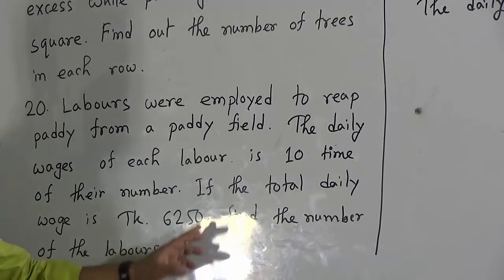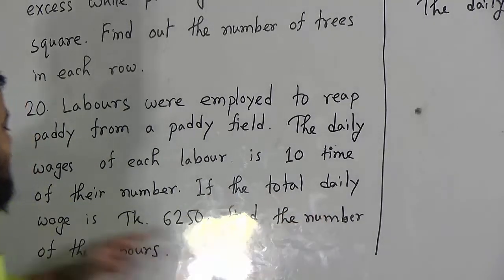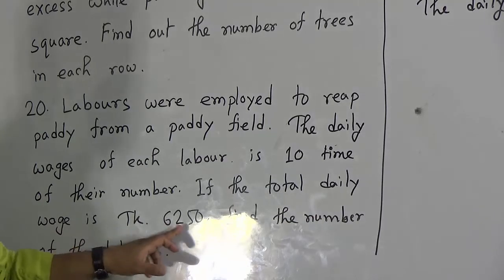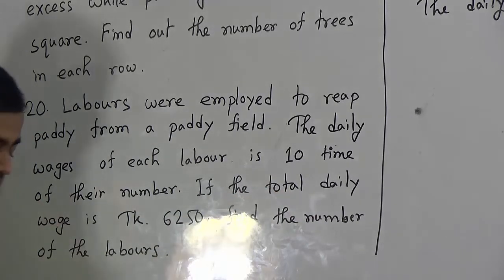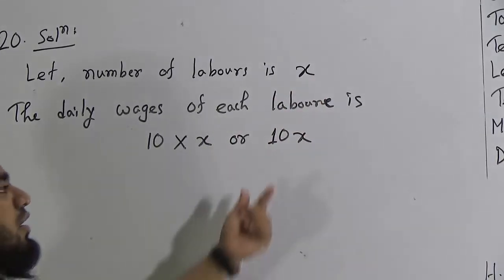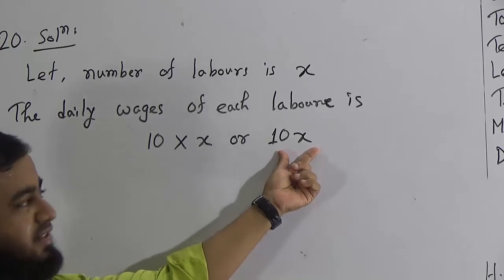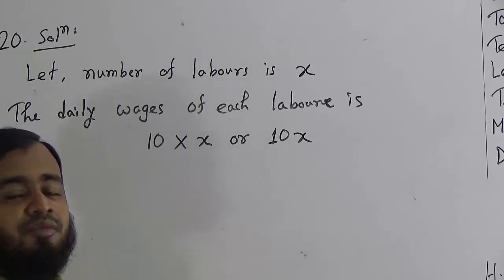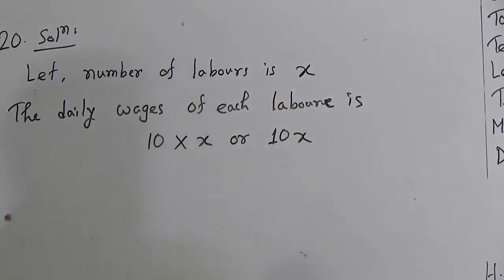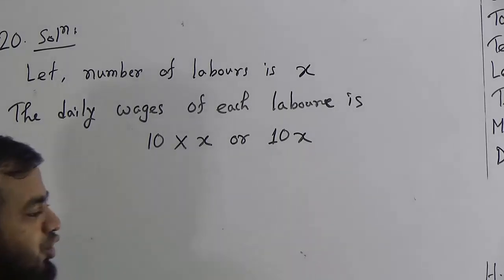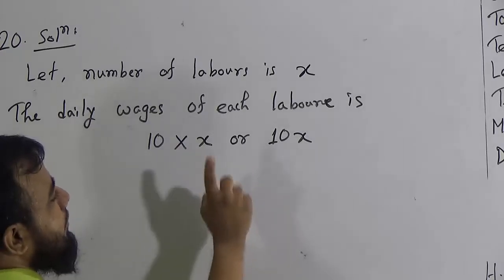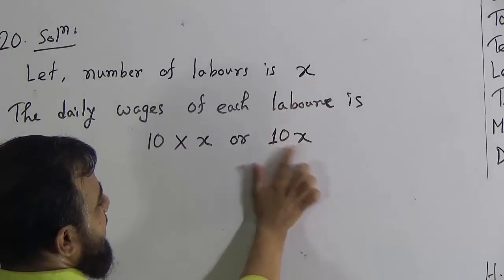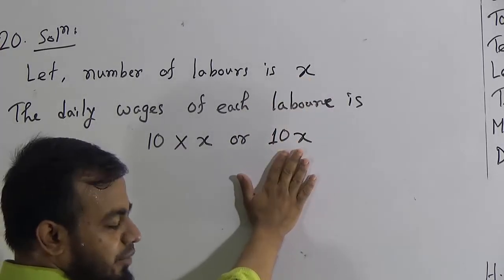Now look at the question very carefully. This line: if the total daily wages is 6,250. The total daily wages means what? We have assumed the number of labors is x, and we have found out the daily income of each and every labor is 10x. Now we need to find out the total wages of x labors. One labor's wage is 10x. So x labors' wage is how much? Sorry, one labor's income is 10x.